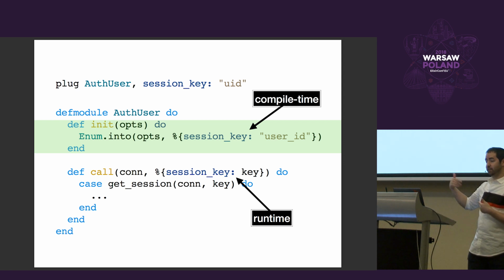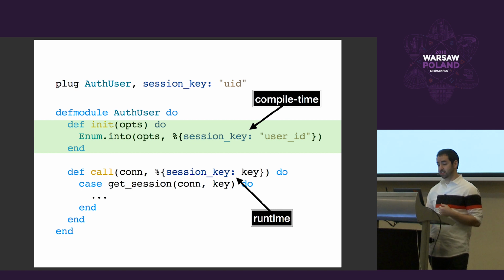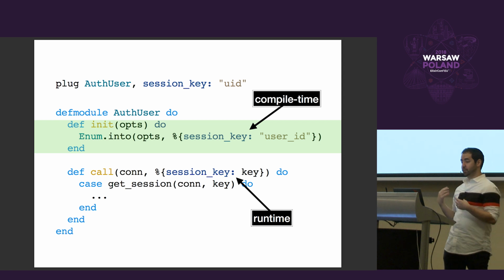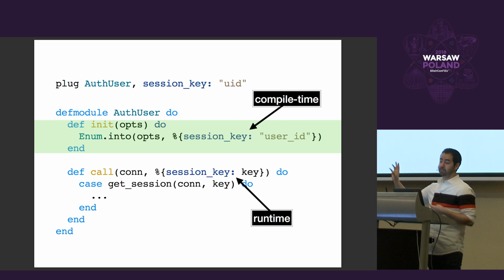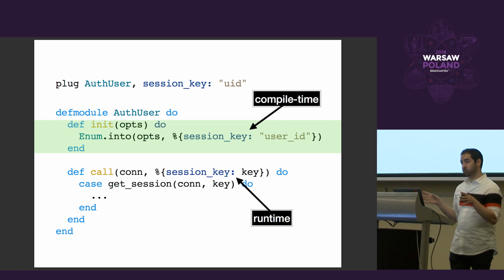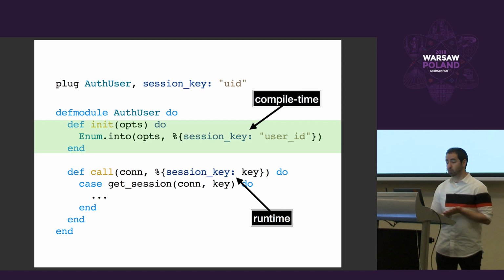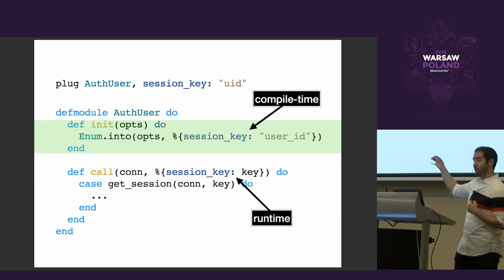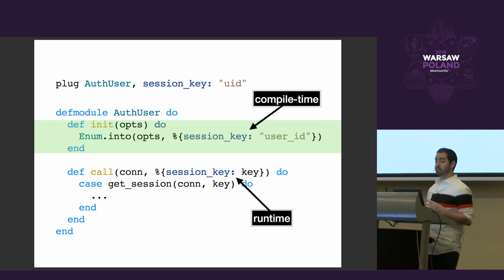Every plug has to have an init and a call function. And the key thing to internalize is the init function on a plug is called at compile time. So in our case, let's say our plug allows the session key to be configured. Then we default those options and convert it to a map for pattern matching downstream. So at runtime, every time call is run for every new request, we have that pre-munged list of options.